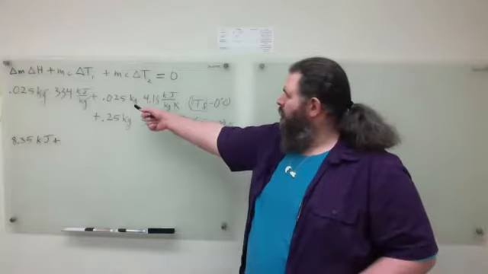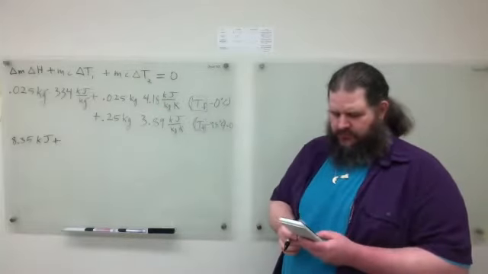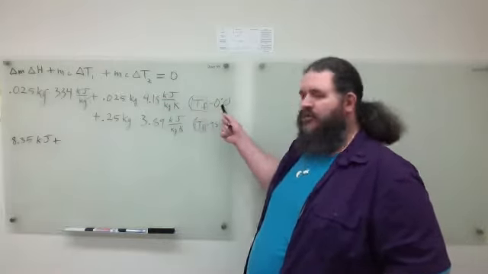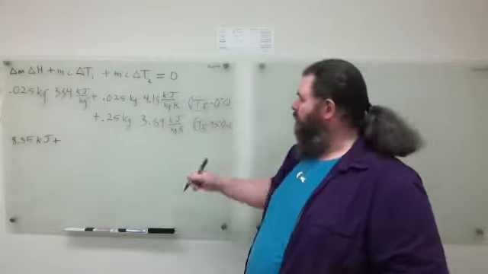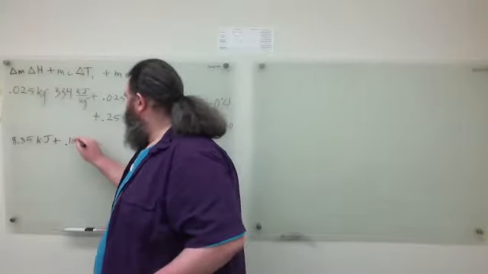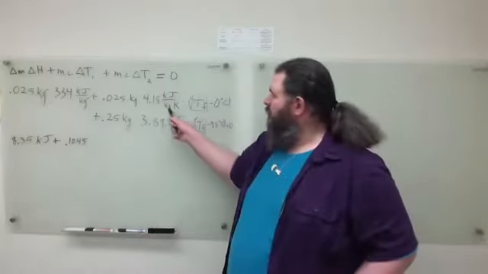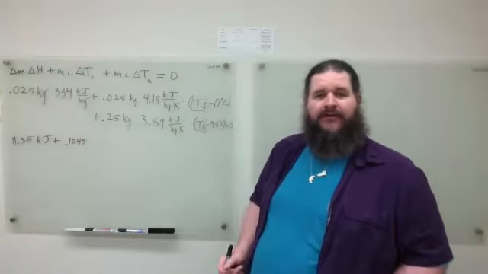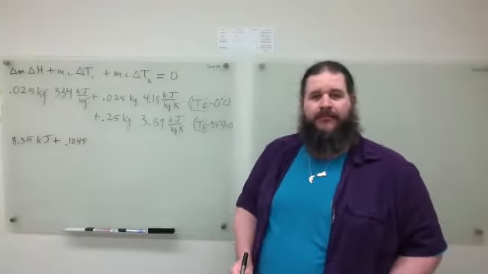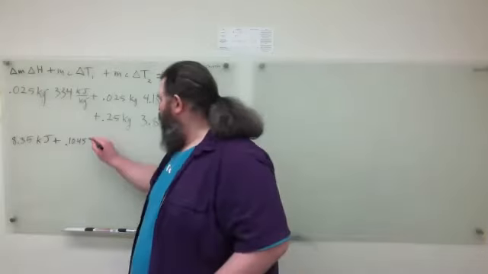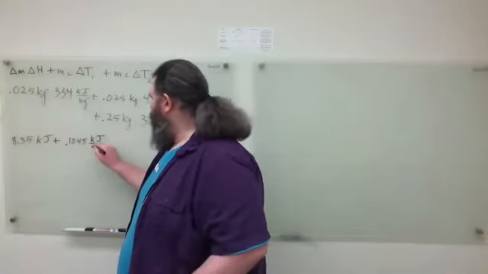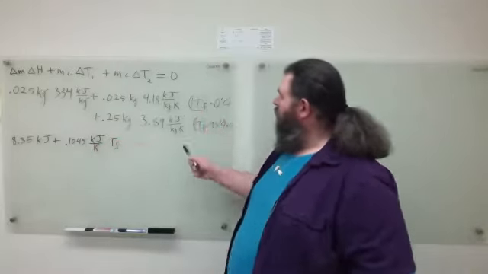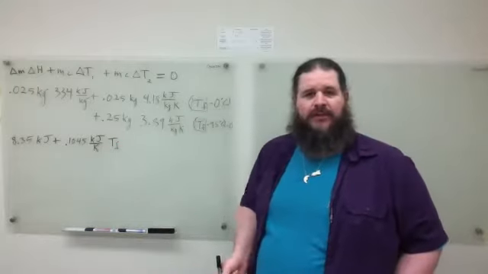Plus, and then 0.025 times 4.18 would be 0.1045, and that gets distributed to both of these terms. So 0.1045 times T final. Also, what would the units be on this so far if we just multiply these together? Yeah, the kilograms cancel out, so we're left with kilojoules per Kelvin times T final minus this times 0, which is just going to be 0.